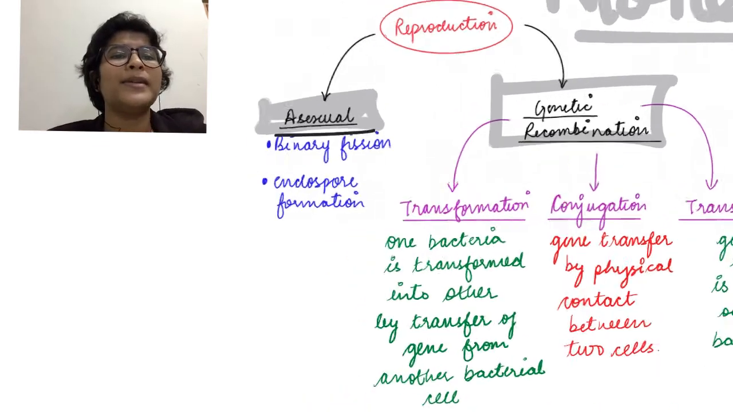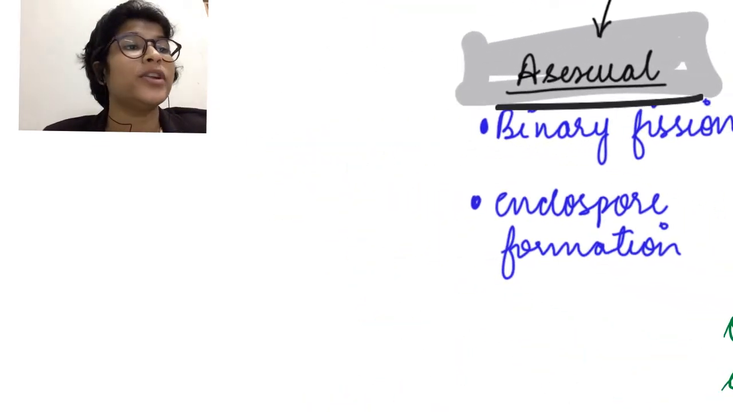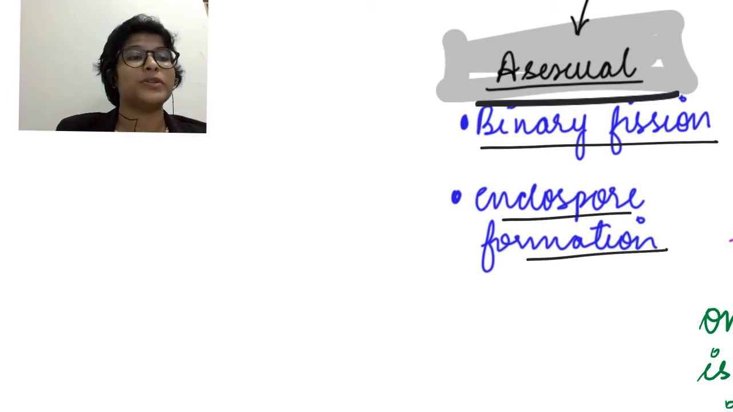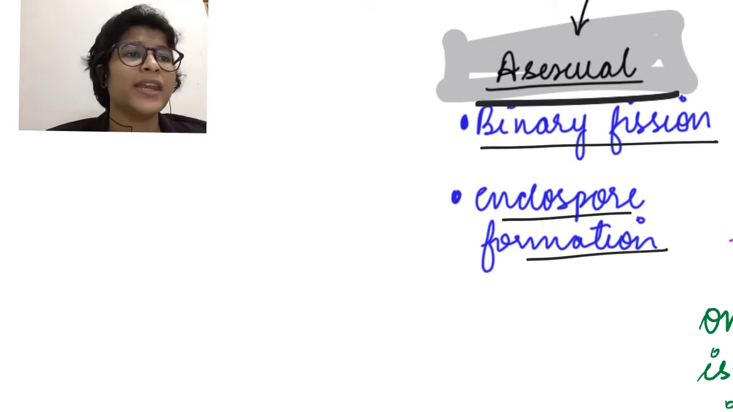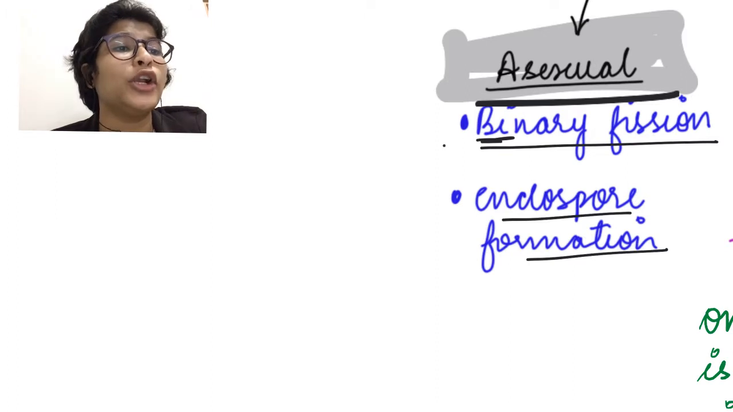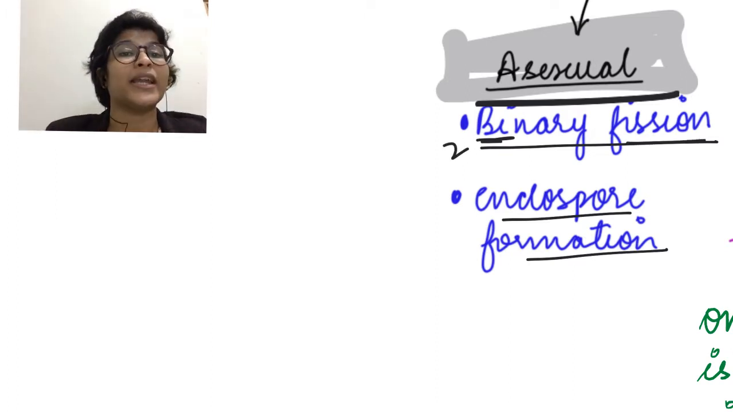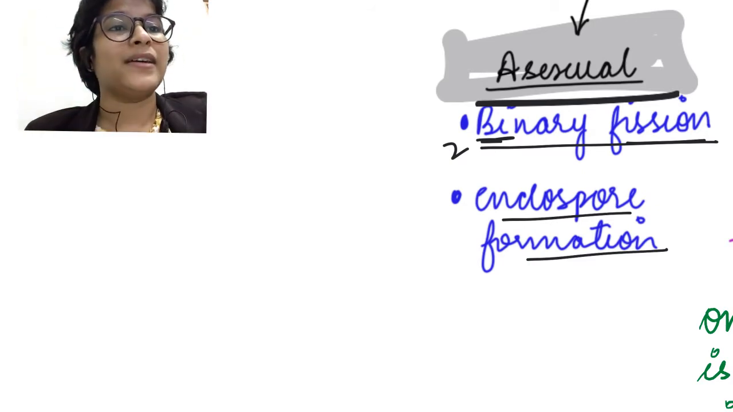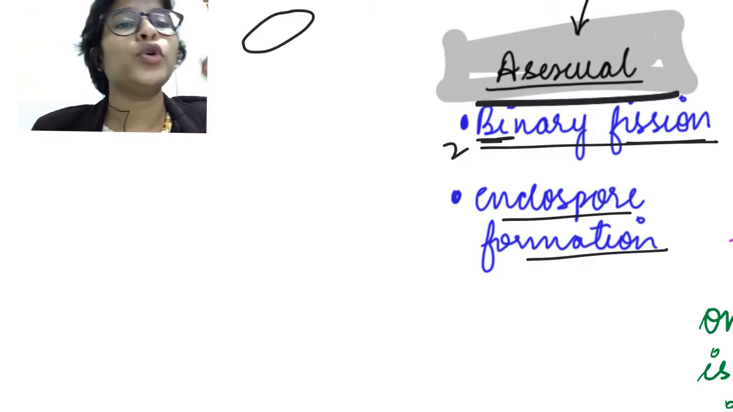Okay, so how does this happen? So it has 2 different types, that is binary fission and endospore formation. अभी binary fission यानी क्या? Bi यानी 2 and fission यानी breaking. So it is that simple. One bacteria simply breaks off into 2 bacteria.